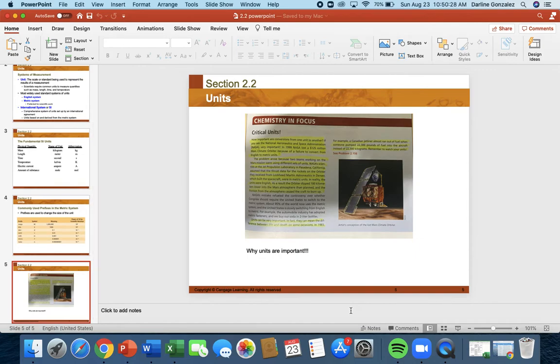Lastly, I really want you to read this, because it tells you why having common units is so important. It's a very interesting read, and it's very short. You have a little short question at the end of your notes, so I really hope you read this.